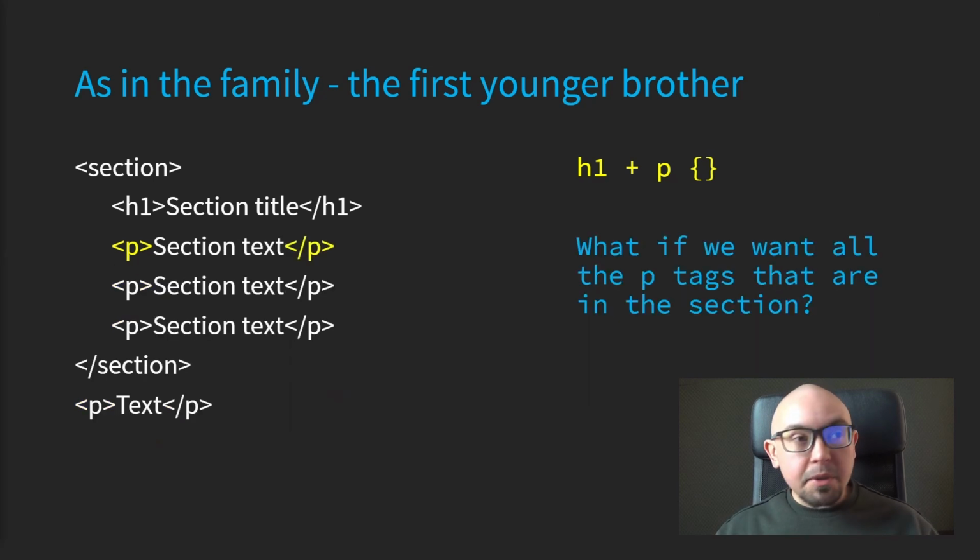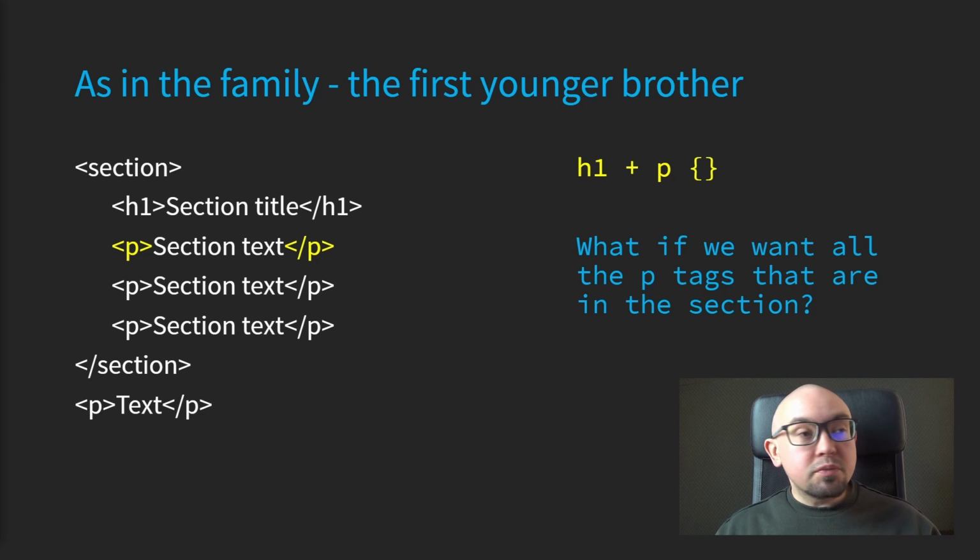Here's another example to make things even more clear for us. If we write such a selector, h1 plus p, then only the first p tag will be taken into account. It is the first younger brother of the h1 tag. All the other p tags are also younger brothers, but the plus sign refers only to the first younger brother. The rest is not taken into account.